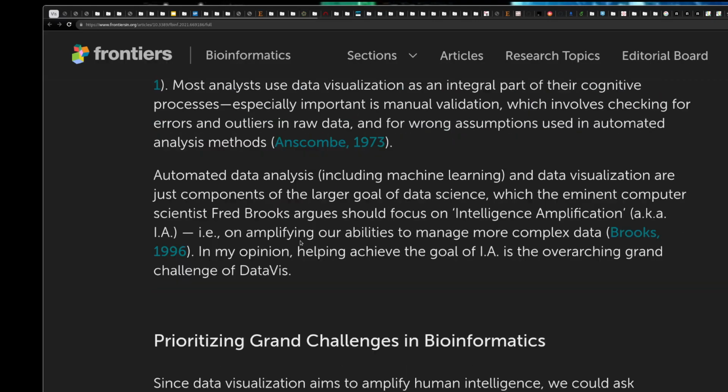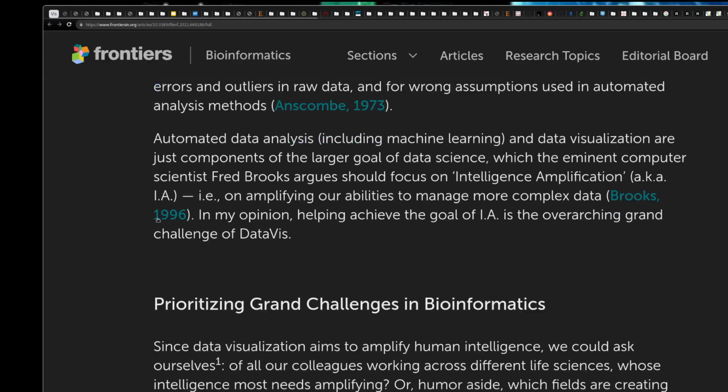Automated data analysis, including machine learning, and data visualization are just components of the larger goal of data science, which the eminent computer scientist Fred Brooks argues should focus on intelligence amplification, aka IA, i.e., on amplifying our abilities to manage more complex data (Brooks, 1996). In my opinion, helping achieve the goal of IA is the overarching grand challenge of data vis.